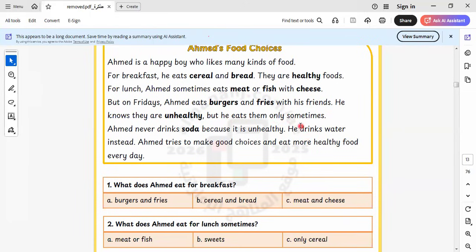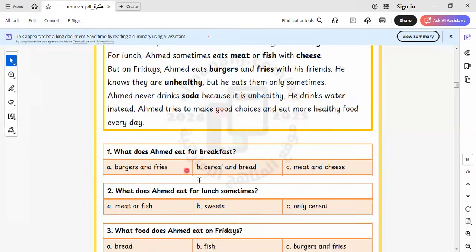So if we eat it only a limited number of times, not more than usual, it will not be unhealthy. But if we eat it more than usual, it will be. Ahmad never drinks soda because it's unhealthy. He drinks water instead. Ahmad tries to make good choices and eat more healthy food every day.